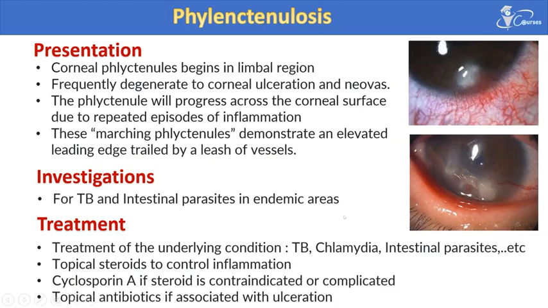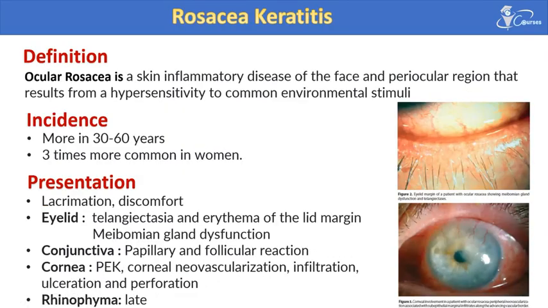The third topic about peripheral corneal disease will be rosacea keratitis. Rosacea disease has 4 types, and ocular rosacea is type 4. So ocular rosacea is a part of a systemic condition called rosacea. So what is rosacea? It is a skin inflammatory condition affecting the face, usually the central face, and the periocular region, resulting from a hypersensitivity reaction to common environmental stimuli.